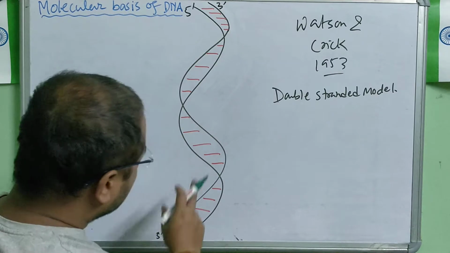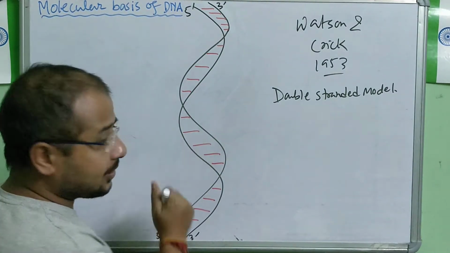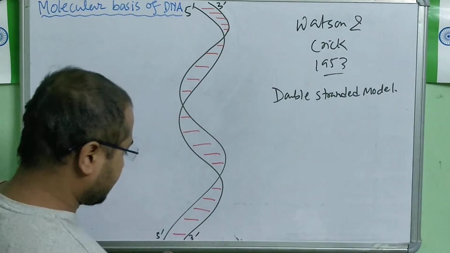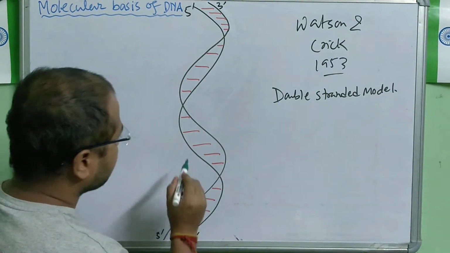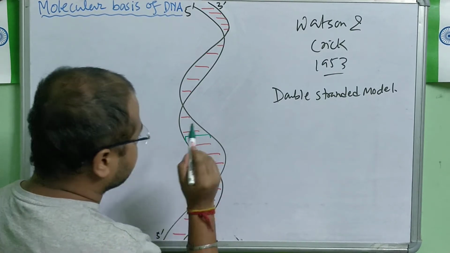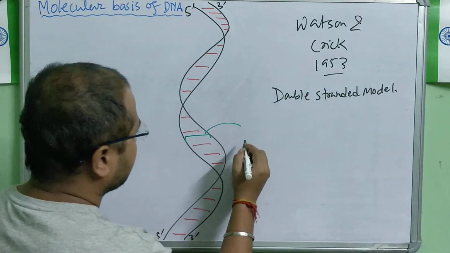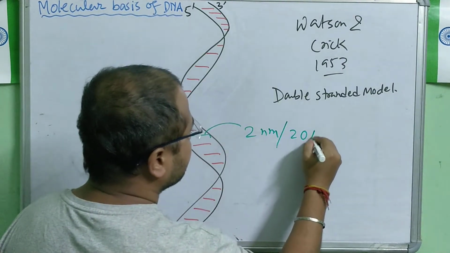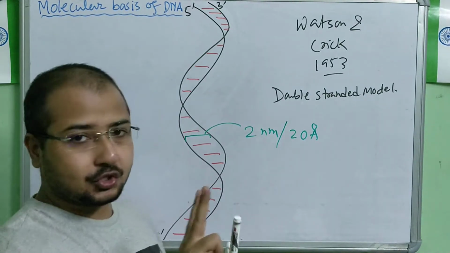Now the two strands, as you can see, this is one strand, this is another strand. The distance between the two strands we must know. I'm just showing at one particular location. If I show this distance, the distance between the two strands, it is 2 nanometer, or else you can say 20 angstrom.